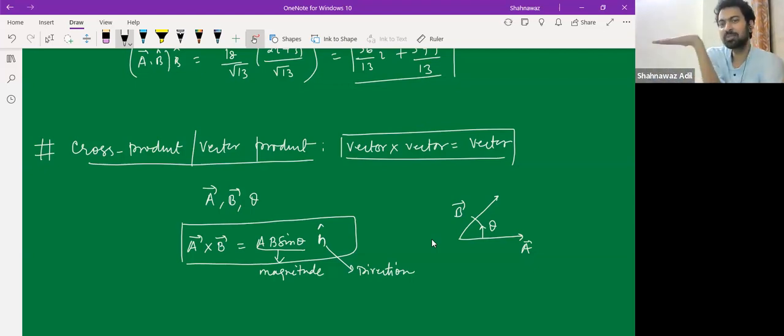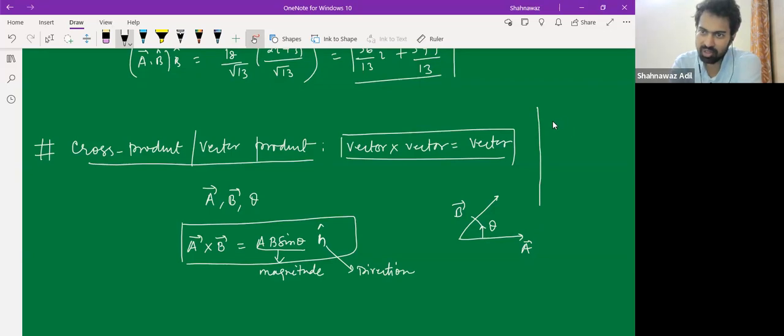If I place my palm in the direction of A, and then I fold my four fingers in the direction of B, this thumb is pointing out in some direction. It is coming out of this plane, out of this screen. That thumb will represent the direction of this cross product. Understood?